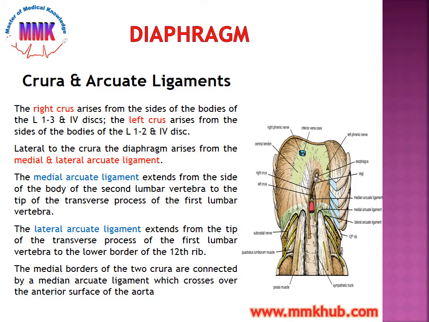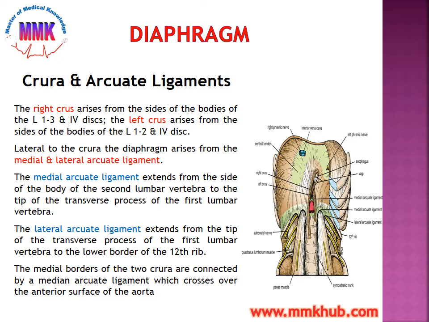Crura and arcuate ligaments of diaphragm. The right crus of the diaphragm arises from the sides of the bodies of number 1, number 2 and number 3 vertebrae and intervertebral discs. The left crus arises from the sides of the bodies of the number 1 and 2 vertebrae and intervertebral disc. Lateral to the crura, the diaphragm arises from the medial and lateral arcuate ligaments.